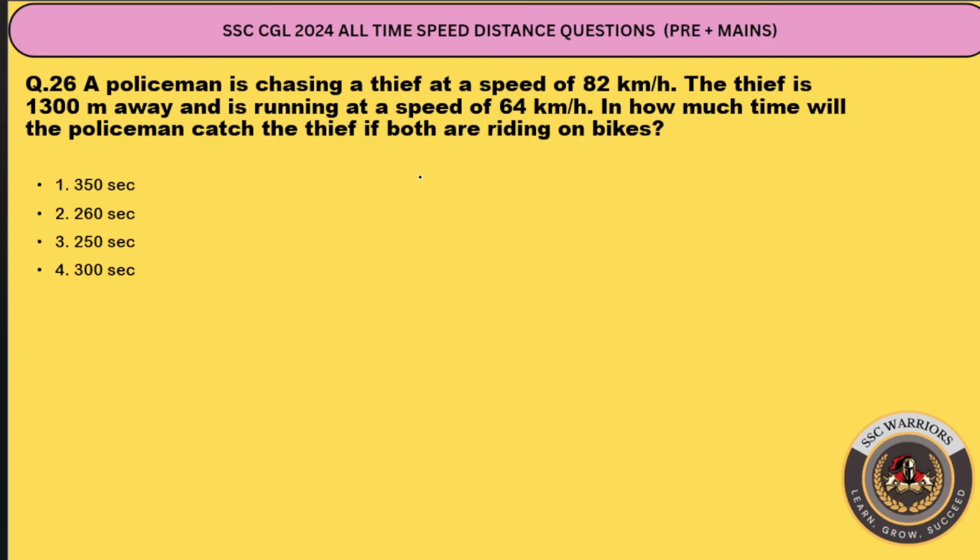A policeman is chasing a thief. The policeman's speed is 82 km per hour. The thief is 1300 meters away and its speed is 64 km per hour.